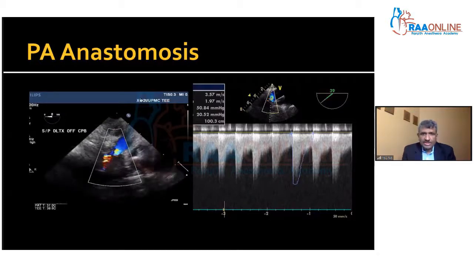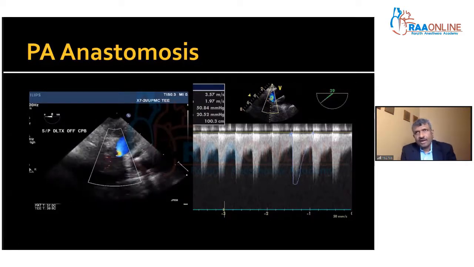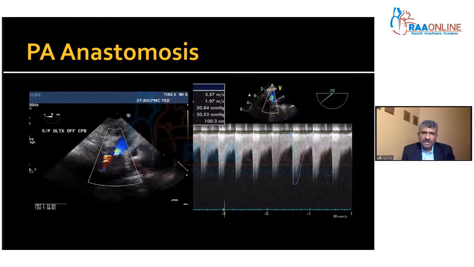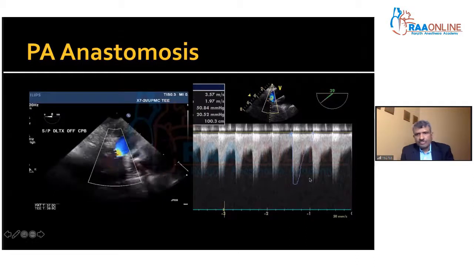So you are seeing something like 50, which is more than mild. There are no real gradients to diagnose mild, moderate, severe pulmonary artery stenosis. You are extrapolating from pulmonary valve stenosis to pulmonary artery stenosis. So if you have more than 25 of gradient, that's pretty significant for a pulmonary vasculature. So that's what we found here.